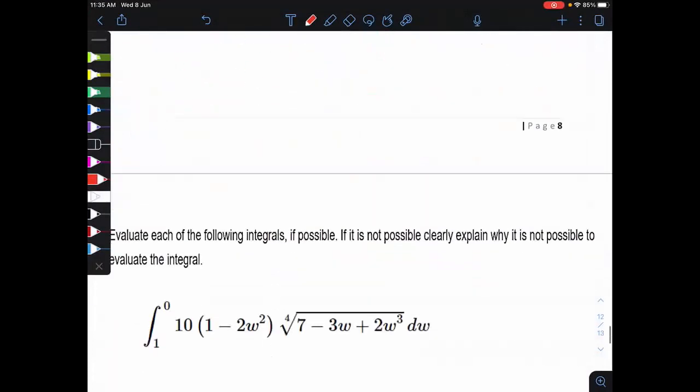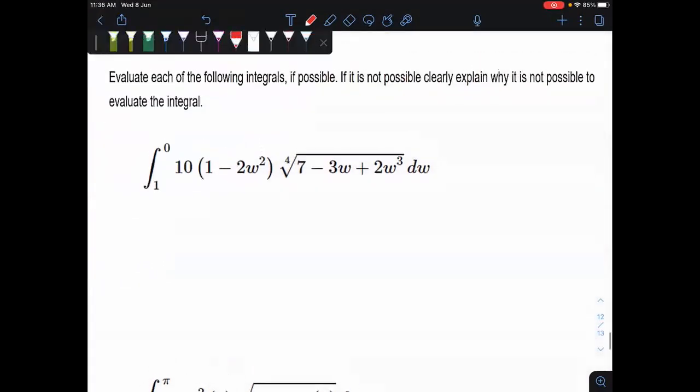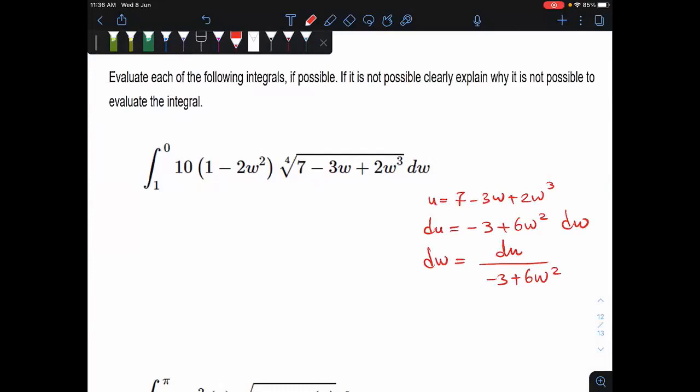I will refer here, guys, to this kind of question: evaluating integrals by using u substitution for a definite integral. The last idea: we have u for this question should be the radicand, 7 minus 3w plus 2w cubed. Then differentiate: du equals -3 plus 6w squared dw, right? And dw is equal to du over -3 plus 6w squared. And substitute in the question.